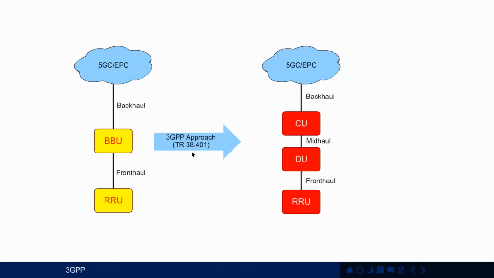Now, what 3GPP have done in their technical report 38.401, they've split the BBU into two parts, a centralized unit and a distributed unit. And connecting the two together, we have another transmission system called the mid-haul. The CU connects back to the core over the back haul, and the DU connects to the remote radio unit over the front haul.